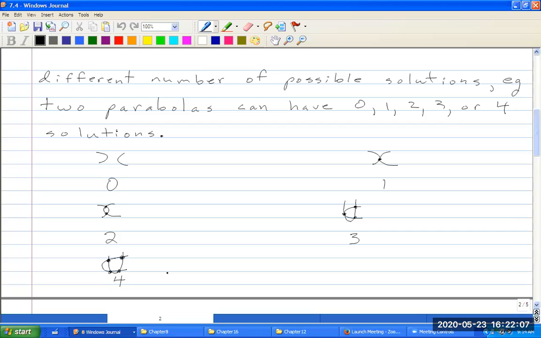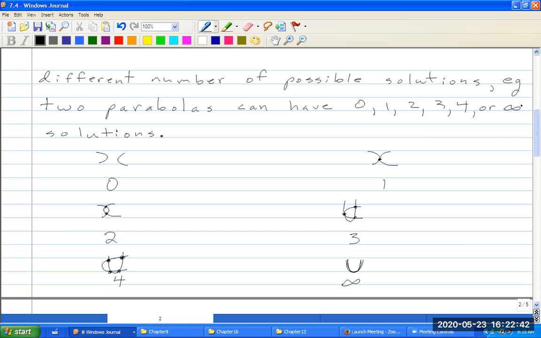Well, I guess I should do infinity. If it turns out that the two parabolas are the same, then you can have an infinite number of solutions. So maybe I should say 4 or infinity. Okay, so 4 or infinity. So those are the possible numbers of solutions.